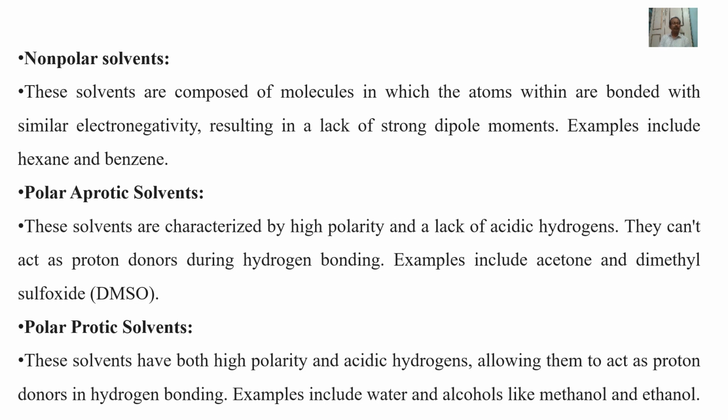Polar aprotic solvents. These solvents are characterized by high polarity and a lack of acidic hydrogens. They cannot act as proton donors during hydrogen bonding. Examples include acetone, dimethyl sulfoxide. Polar protic solvents. These solvents have both high polarity and acidic hydrogens, allowing them to act as proton donors in hydrogen bonding. Examples include water and alcohols like methanol and ethanol.